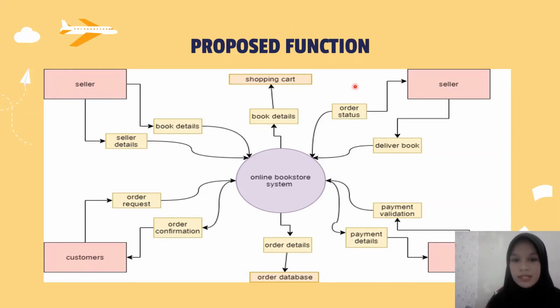This is the context diagram for the online book system. The context diagram represents the online book system and its environment, where the external entities were the seller, customers, and also the bank, while the data stores were the shopping cart and also the order database.